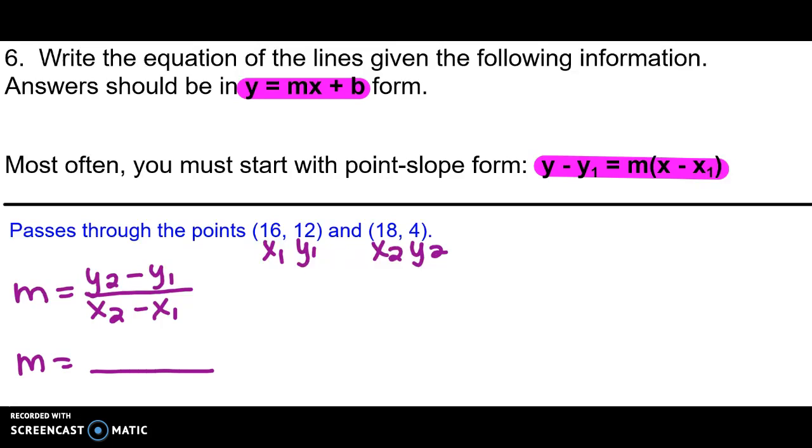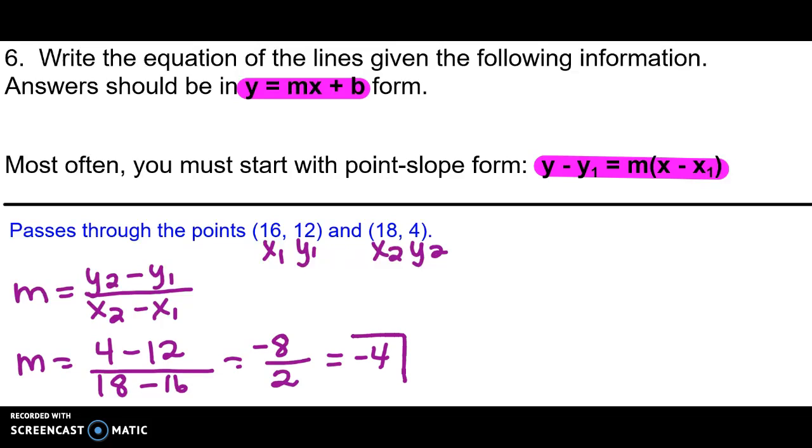So in this instance, we have 4 minus 12 over 18 minus 16. All right, 4 minus 12, that's -8. 18 minus 16, that's 2. And then we can actually reduce. -8 divided by 2 is -4. Remember, this number right here just represents our slope, our m. Now we need to go back to this point-slope form, and we need to write the equation of our line.